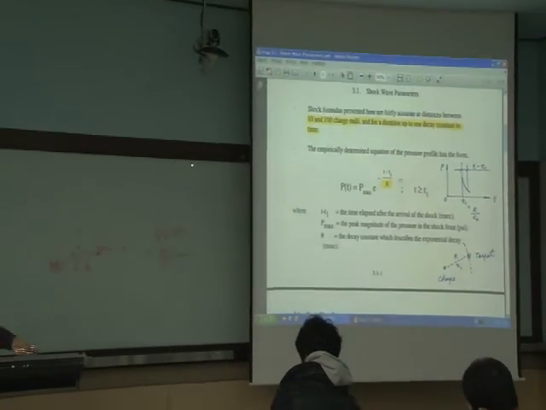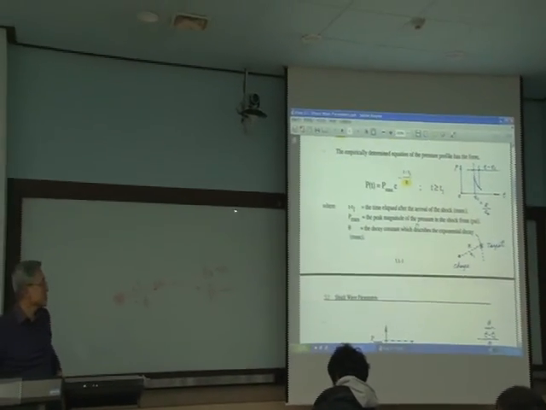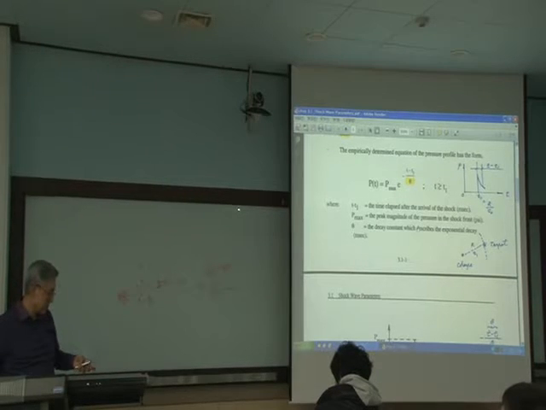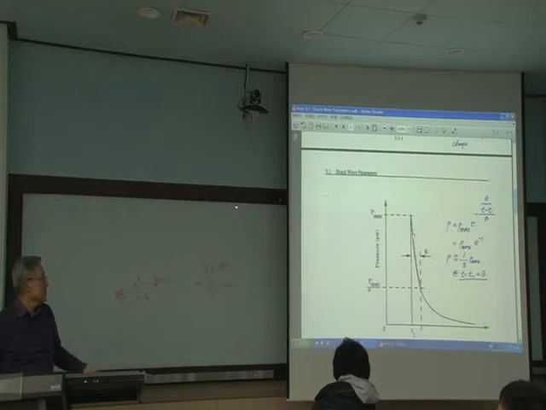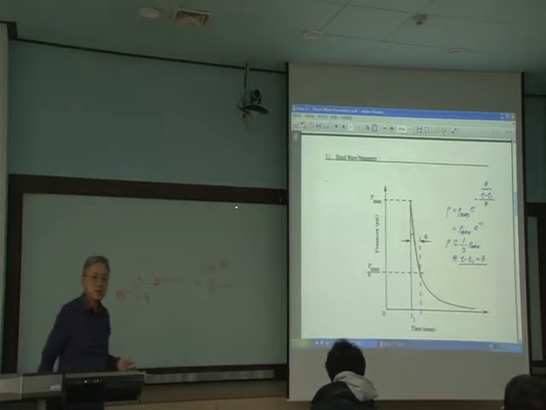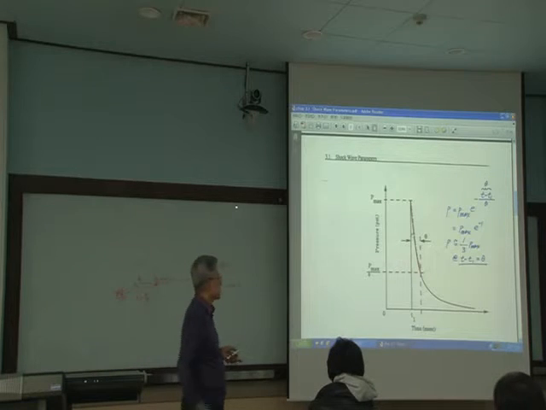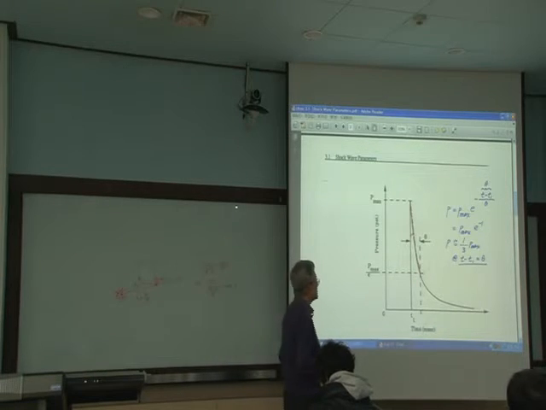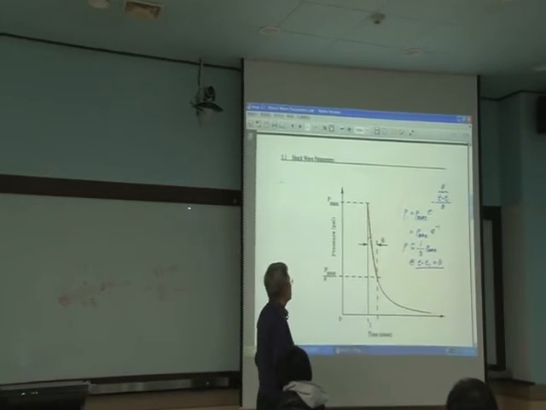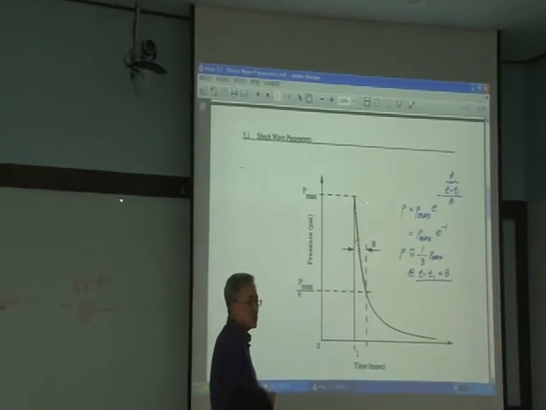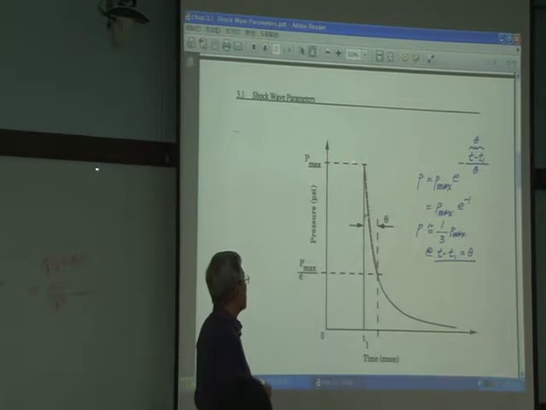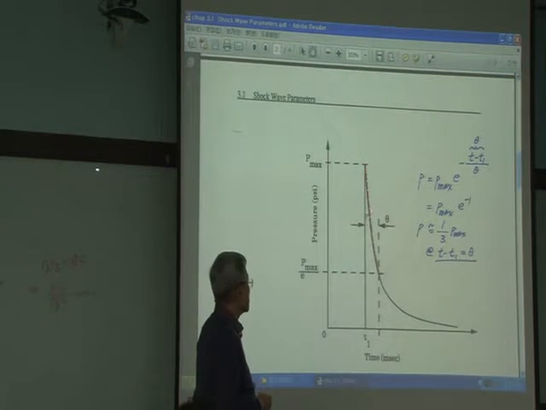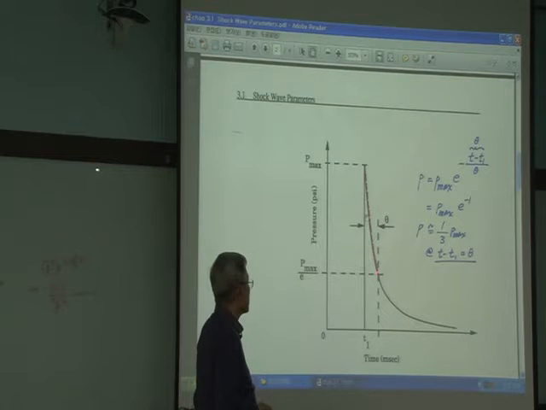So I wrote a small sample right here. This is the exponential decay curve. P max is a function of charge type, as you will see. P max here, then exponential decay rate, bang, down here.